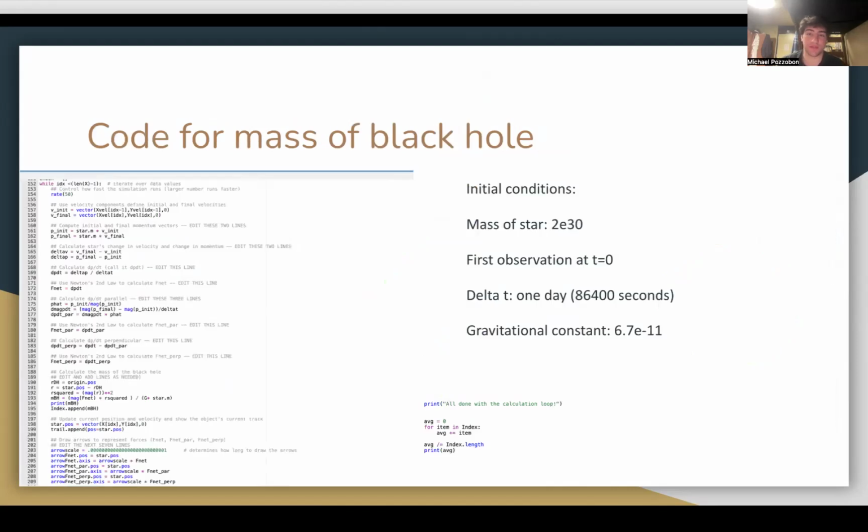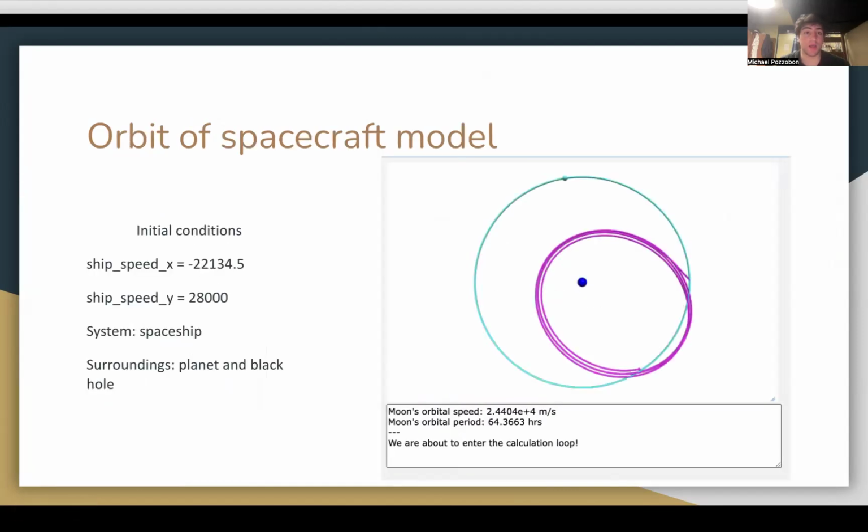The code for the mass of the black hole. The initial conditions: the mass of the star is 2 times 10 to the 30. The first observation was at time t equals 0, and delta t was 1 day, or that many seconds. And the gravitational constant is as normal. I ended up averaging all of the values that we got throughout the entire calculation to get our final number, using this code at the bottom right. In this code at the left, you can see the change in velocity is the velocity final minus velocity initial, and F net is dp dt. The arrow scale was something I had to figure out by guessing and checking to make it fit within our model.